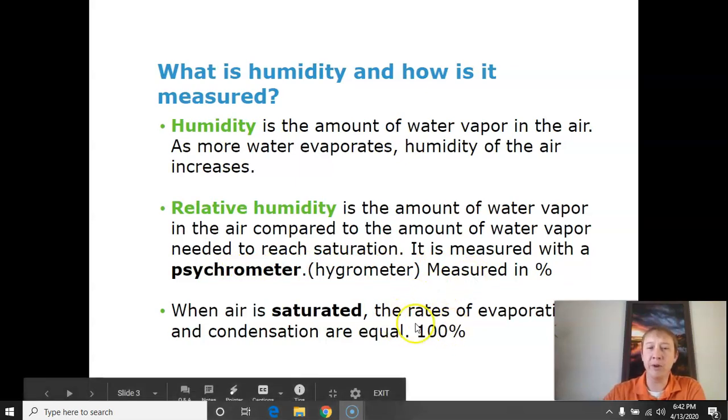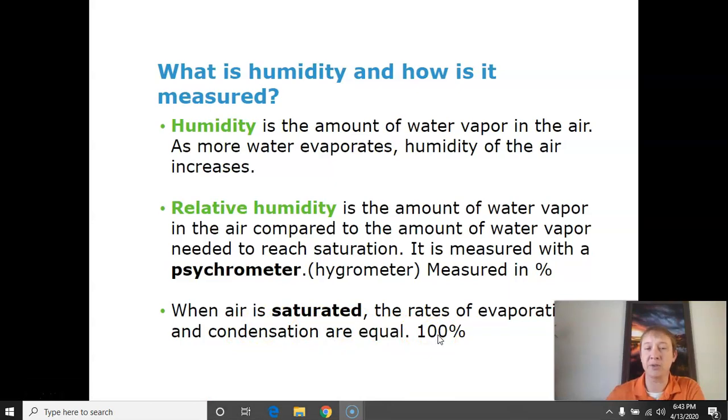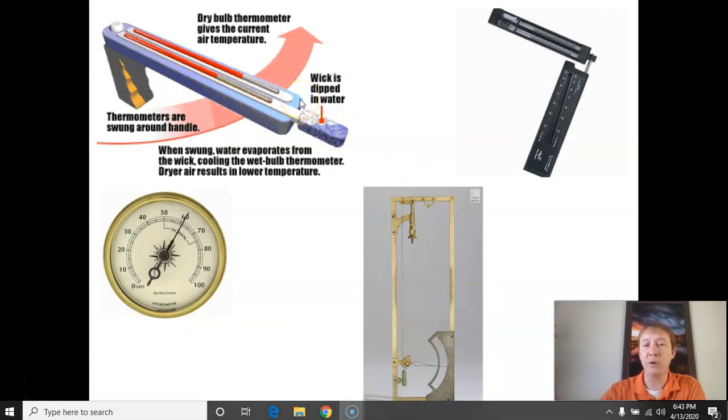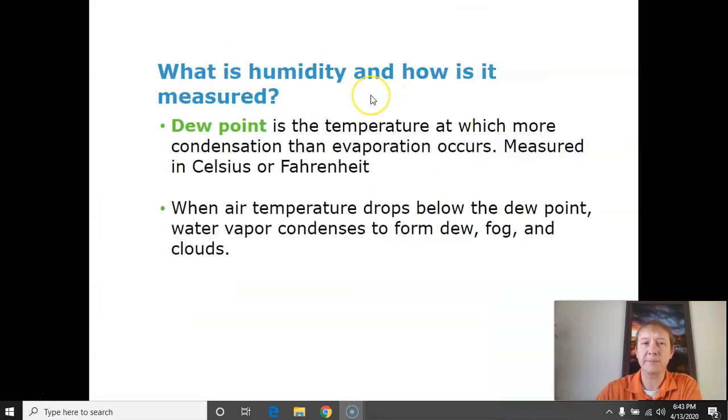If we have 100%, the air is saturated and the rates of evaporation and condensation are equal. Basically the air is holding as much moisture, or water, as it possibly can, and that will increase with temperature. Looking at a psychrometer, normally we have a wet bulb and a dry bulb. We'll go through that later in the week with more information and show how those work. But here are a couple of pictures showing what psychrometers are.